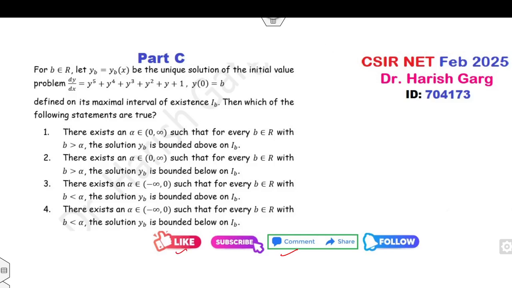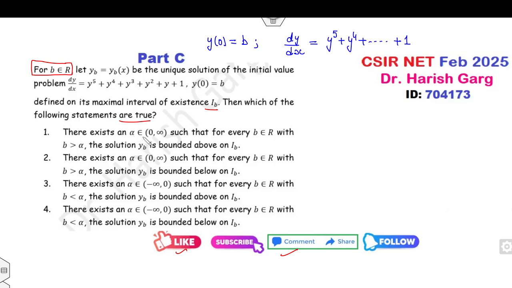Okay, look at the second question. Again, read the statement very carefully. What is given to you? You have the differential equation y raised to power 5, y raised to power 4, up to y is equal to 1. The initial condition is given to you as y of 0 is b. And what is b? b is any real number. It defines the maximum interval of existence I_b. Which of the following statements are true?